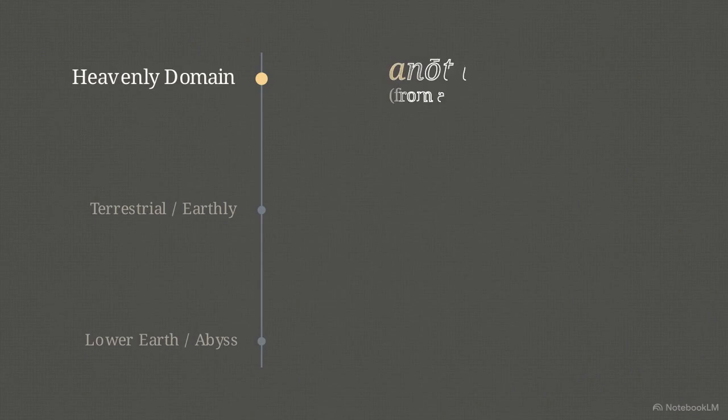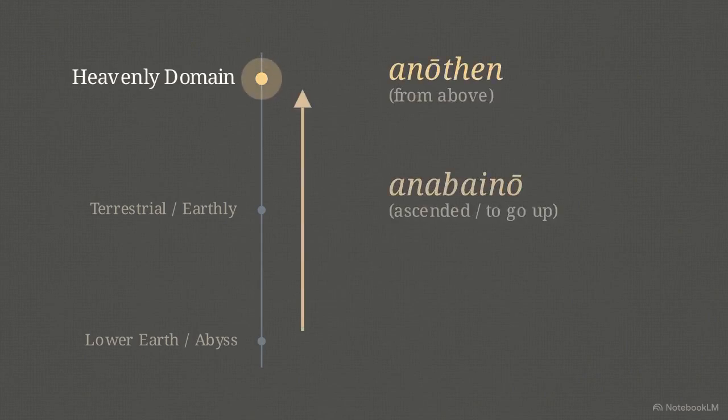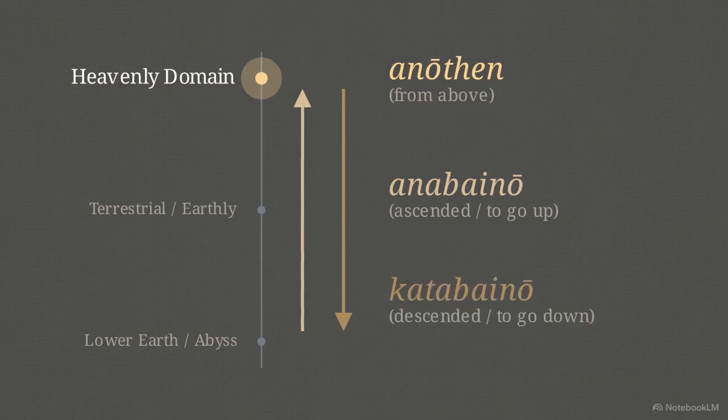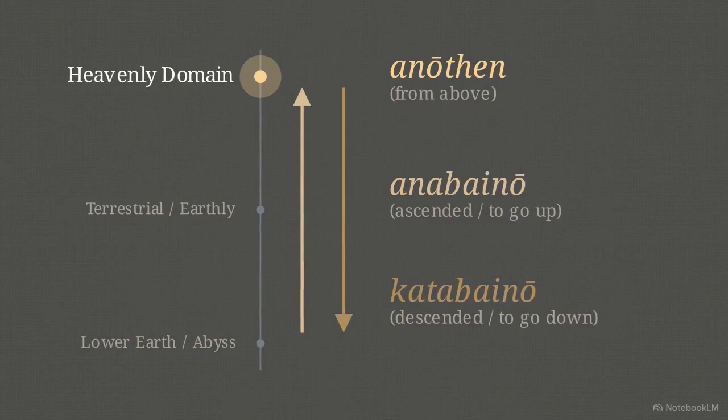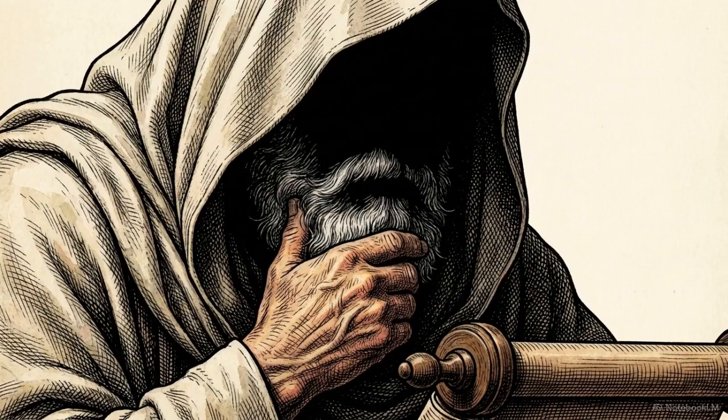We can map this on a simple vertical axis. He speaks of being born from above, anothen. He talks about the one who has ascended, anabino, and the one who has descended, katabino. Nicodemus is famously confused by this.